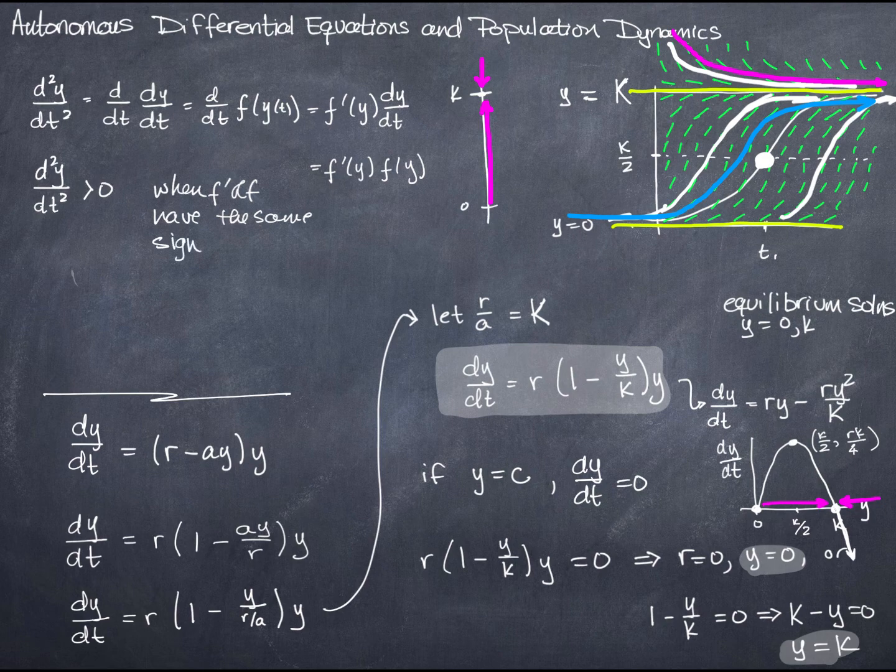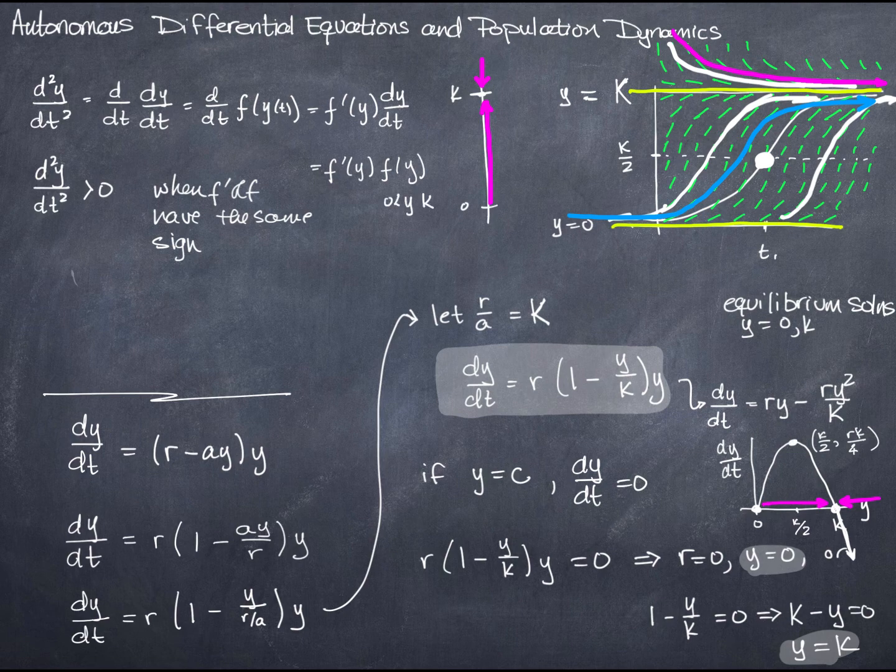So where is dy/dt, which we're calling f of y of t, right? Where is this thing positive? It's positive for where y is between 0 and k. So this is positive where y is between 0 and k, and it's negative everywhere else.